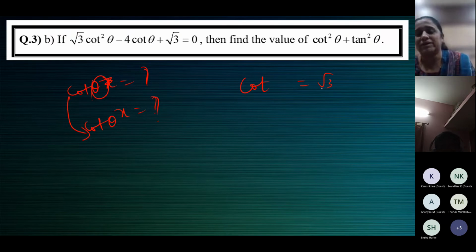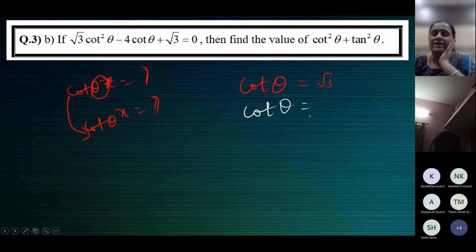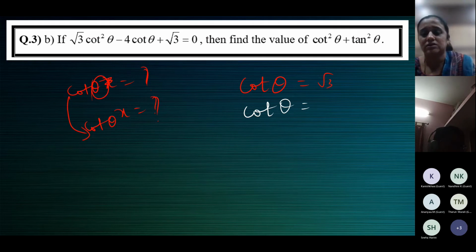x is equal to root 3, but x is cot theta. So cot theta is root 3. When is it root 3 in the cot table? Cot of what angle is root 3? So where is it root 3 in the tan table? Tan of what angle is root 3? Tan 60 degrees is root 3. Sorry, 1 by root 3. When is it 1 by root 3 in the tan table? Tan 30 degrees is 1 by root 3. So cot 30 degrees will be root 3.